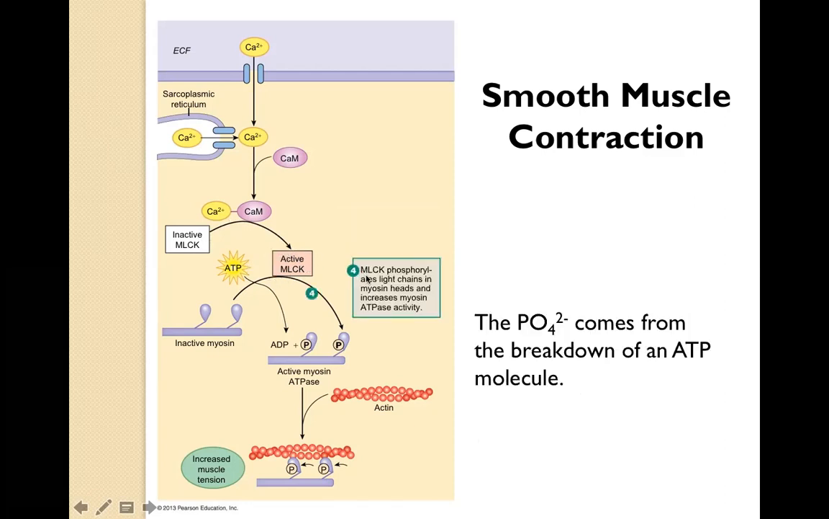And when it's activated, what this myosin light chain kinase does is, just like I told you, it phosphorylates something. It actually adds a phosphate group to the heads of myosin. And so it uses ATP to do that. So it helps hydrolyze or break down ATP into ADP plus this phosphate. And the phosphate is bound to the head on myosin.